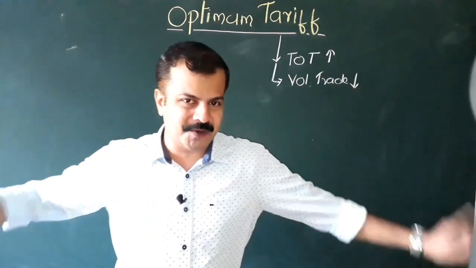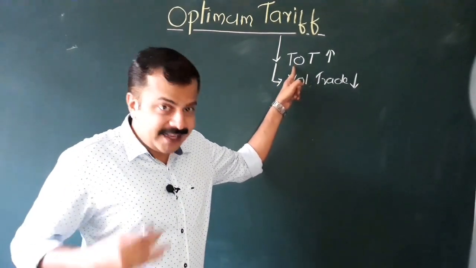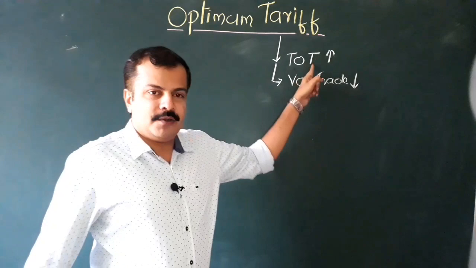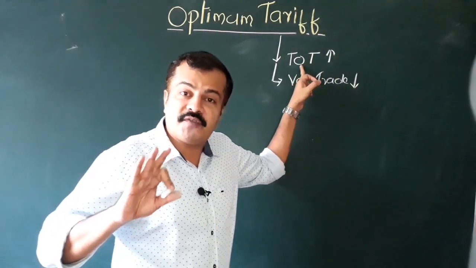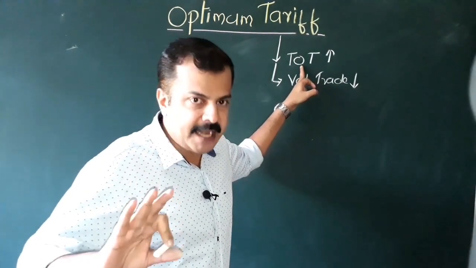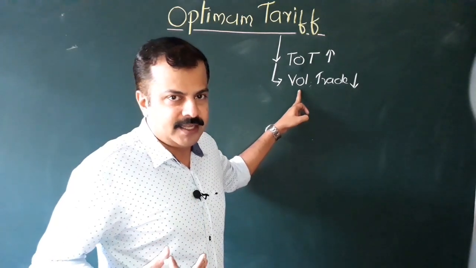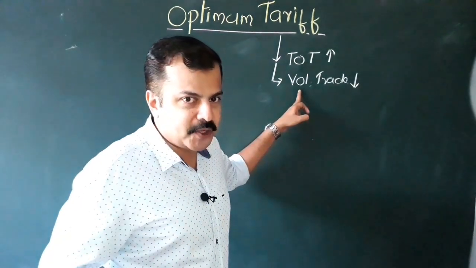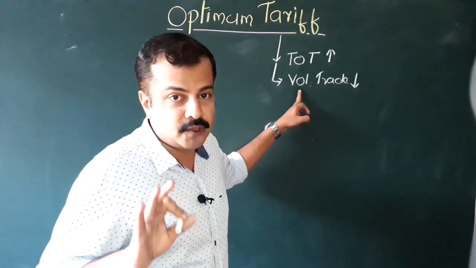So there are two contrasting effects, right? When a large country imposes tariff, on the one side, there will be an improvement in the terms of trade of the tariff imposing country. At the same time, there will be a reduction in the volume of trade. We have seen in the case of the effect of tariff that there will be a substantial reduction in the quantity imported when a country imposes the import tariff.